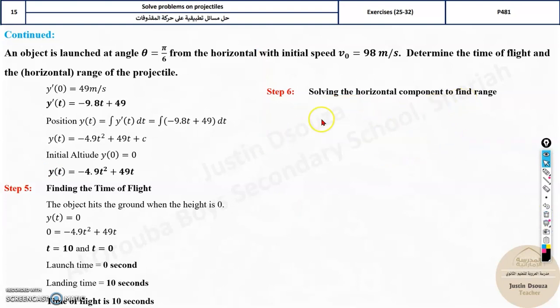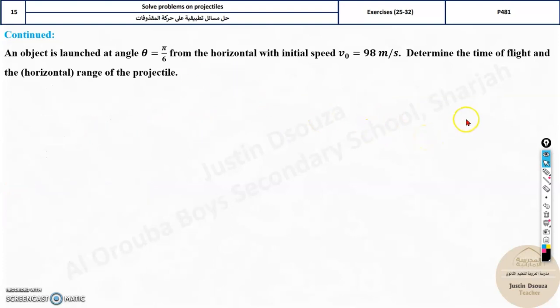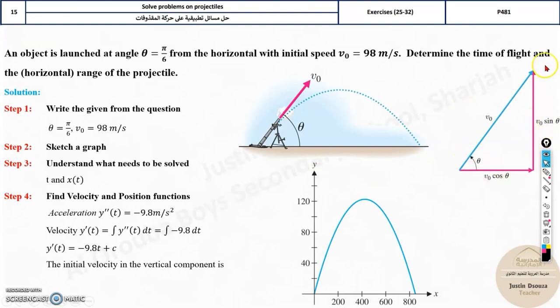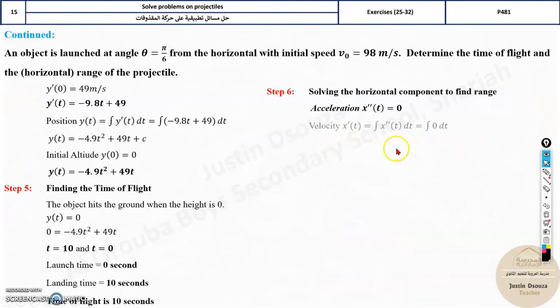The horizontal component is not the same as the vertical component, because if we go back, we can see that v sine theta is the vertical component, whereas the horizontal component is v cos theta. Now here what you need to understand is that the acceleration due to gravity is only for the vertical. Acceleration on the horizontal component is not mentioned, so basically it's 0. The projectile has only gravity acting on it. They have not mentioned any other acceleration, so it's basically 0.